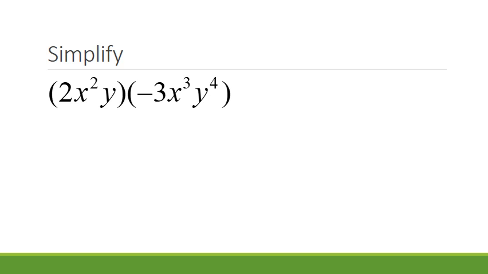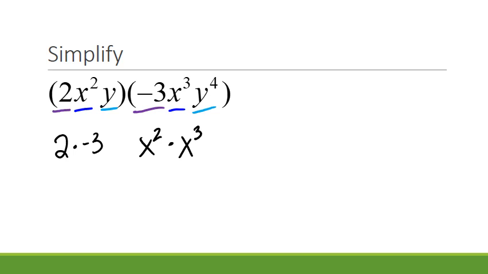All right, when we take a look, there's parentheses here. What do parentheses mean in this case? They mean multiplying. So really, I don't even need them. So what I'm looking for is I need to multiply items that can be multiplied. So in this case, let's try together. I'm going to take 2 times negative 3. I'm going to take x squared times x cubed, and I'm going to take y times y to the 4th.